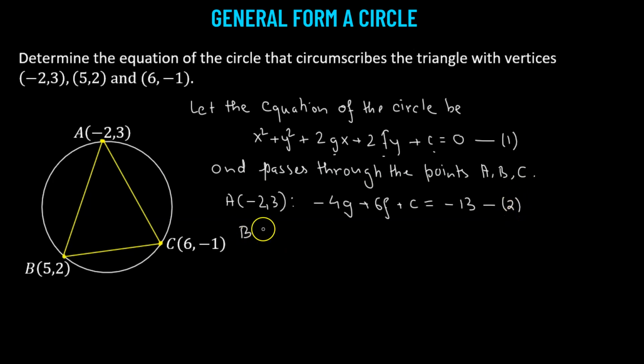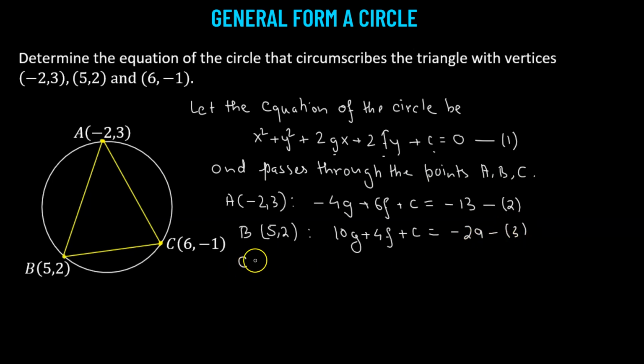Next, we're going to consider the point B with coordinates (5, 2). So we will substitute the value of x with 5 and y with 2 in equation number 1, and we can rewrite the terms to get 10g plus 4f plus c equals -29. So let this be equation number 3.